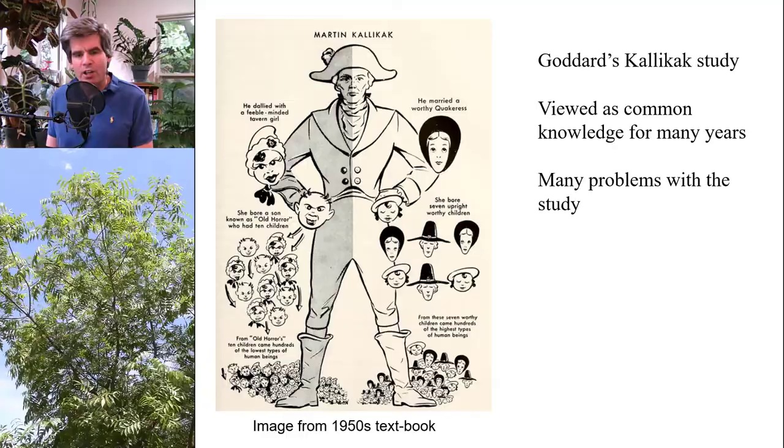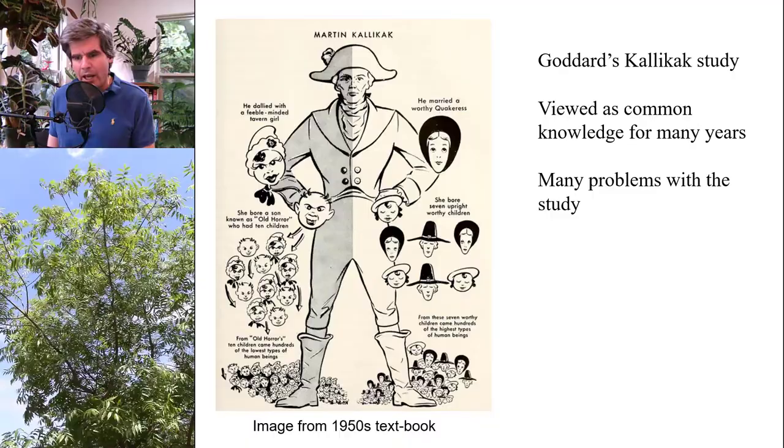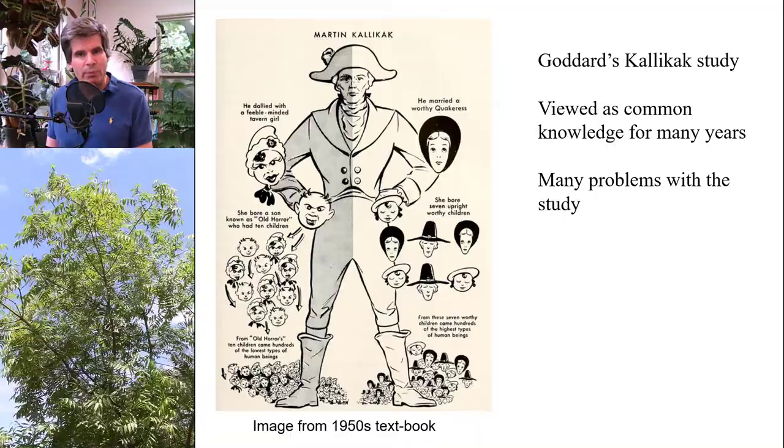So Goddard's book seemed to provide convincing evidence that intelligence was inherited and that feeble-minded people should not be allowed to have babies. And his Kallikak study was viewed as a standard component of general psychological knowledge for many years. The picture on the screen is a summary of the Kallikak study from a psychology textbook from the 1950s.